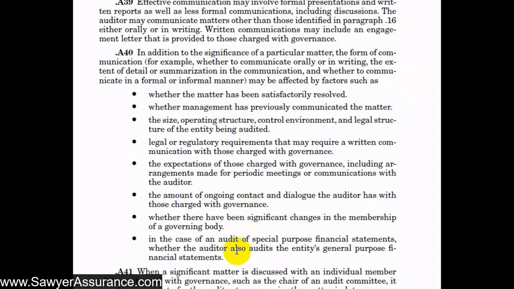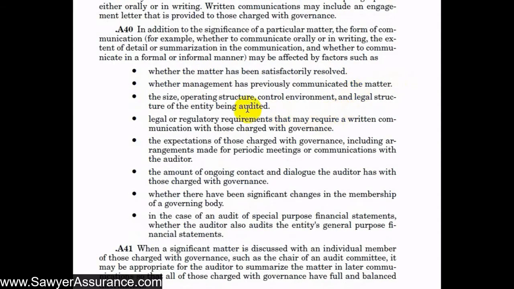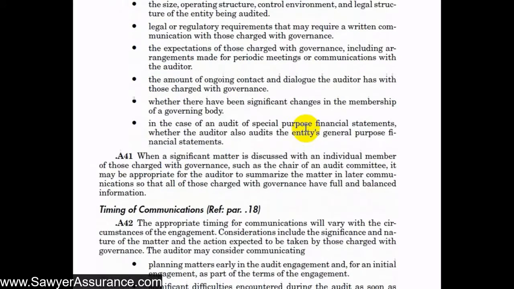So we've got a lot of factors here that might weigh on how we actually communicate with those charged with governance. So it'd be whether the matter was satisfactorily resolved. So maybe we wouldn't need to go into much detail about that. Whether management has previously communicated the matter. So if governance already knows about the matter, then we may not need to go into detail about it. The size, operating structure, control environment, and legal structure of the entity being audited. So if there's a less formal structure, if it's a smaller entity, we might not have to have a formal big meeting or discussion with the board, and so on and so forth, and we get the idea there.